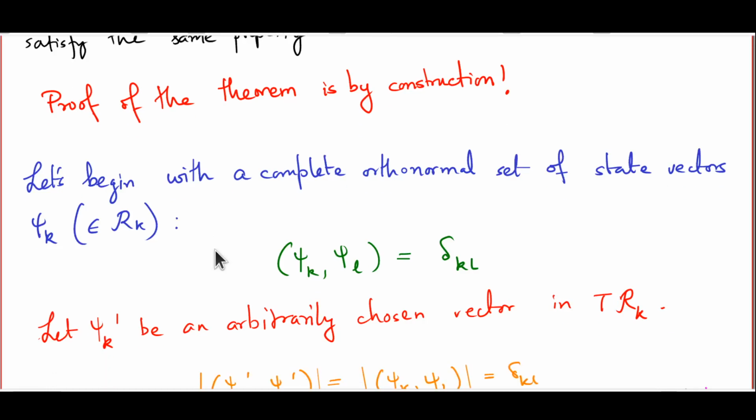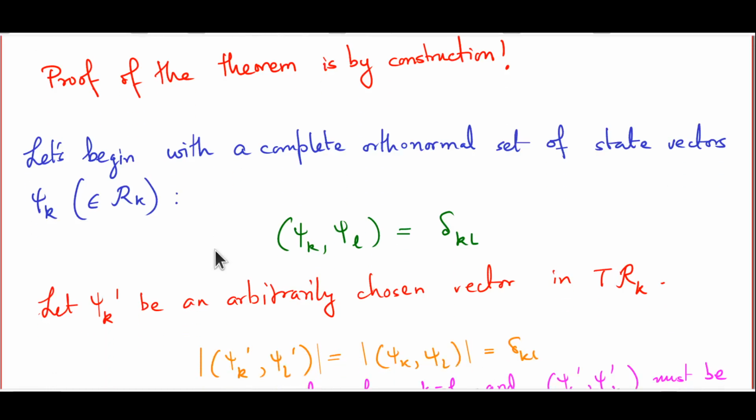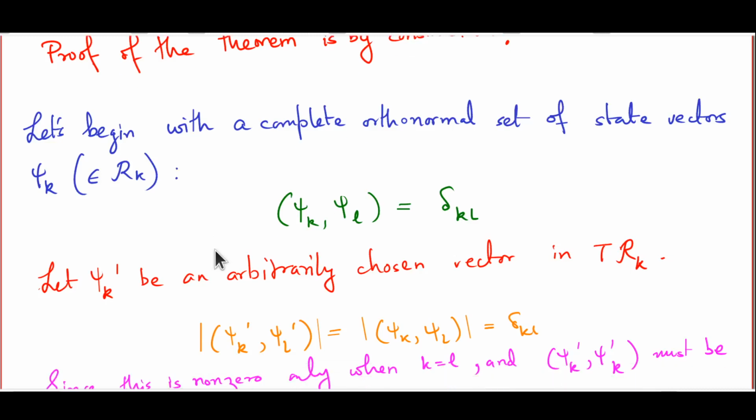So in particular, if you take psi k prime and psi l prime, form the inner product and take the modulus of that, you must get the same modulus as the inner product of psi k and psi l. Namely, you must get delta kl. So just like the original vectors that you started out with, the psi k's, which formed an orthonormal set, these resulting vectors after the transformation will also form an orthonormal set.